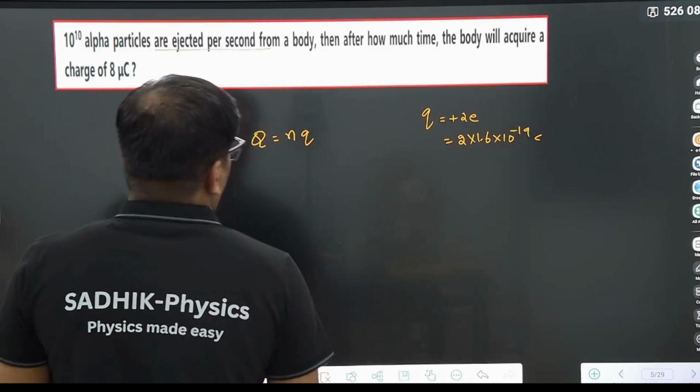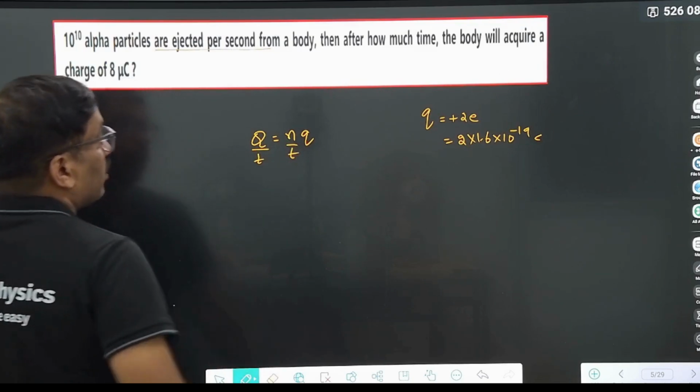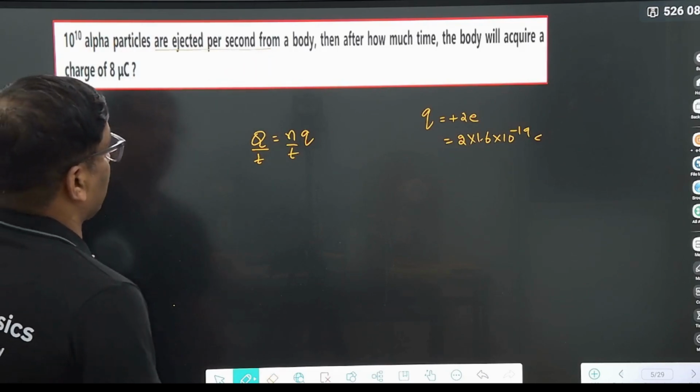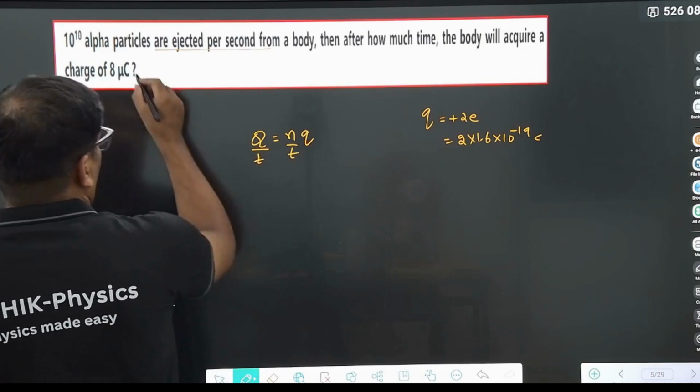This is the charge of the alpha, right? So this is divided by time. Therefore 10 to the power of 10 alpha particles are emitted per second from this. So how much time do you require now? Therefore here, how much is q given now?